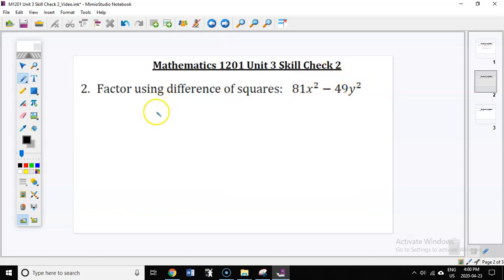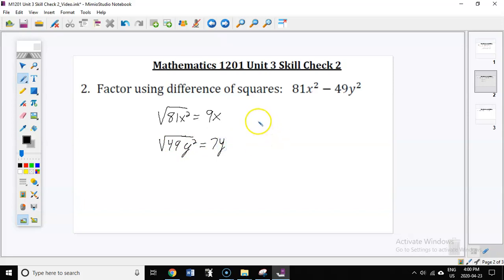So that means I can take the square root of 81x squared. And it's not just the number, it's also the variable. So the square root of 81 is 9, and the square root of any power is half it. So x squared becomes x. Then I do the same for 49, but it's y squared this time. So the square root of 49 is 7, and y squared becomes y.